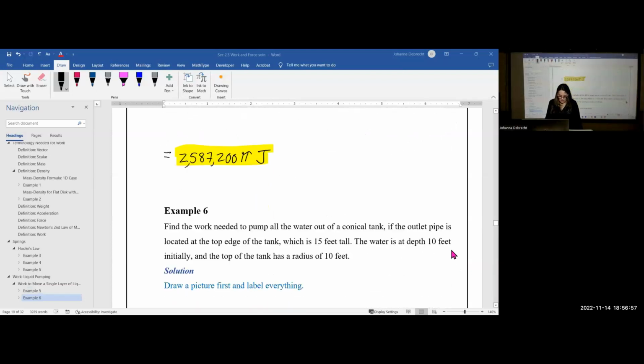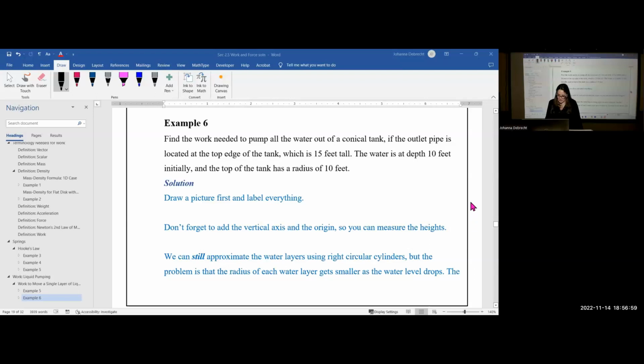Let's take a look at another example. This one is a conical tank. So this one is more like the tank that we have right here. So it's shaped like a cone.